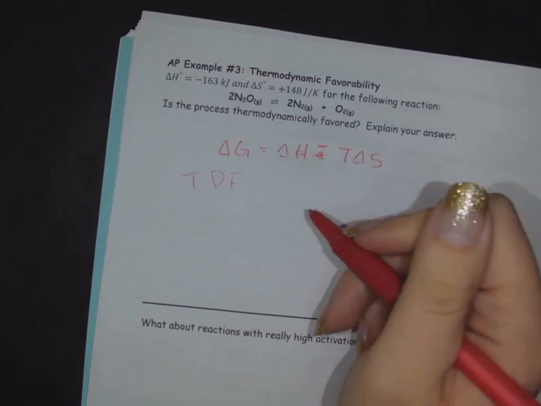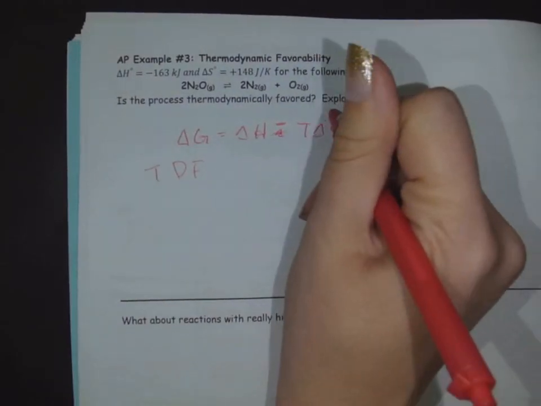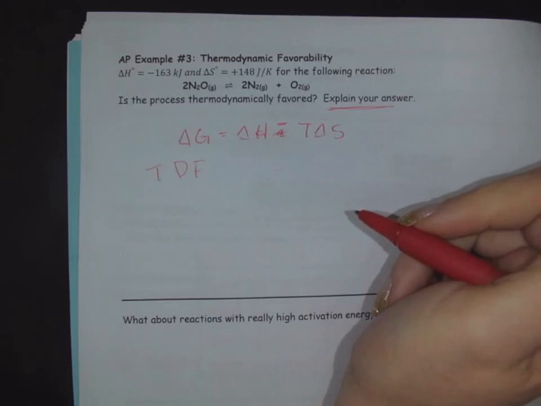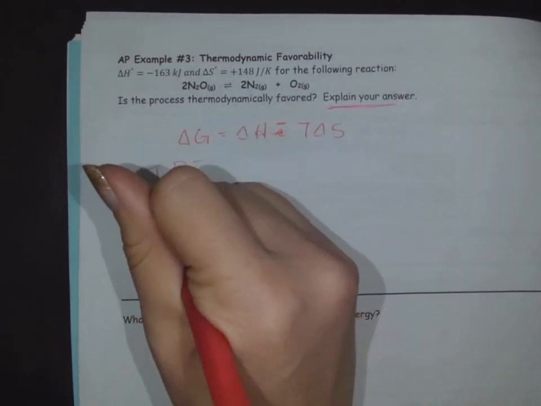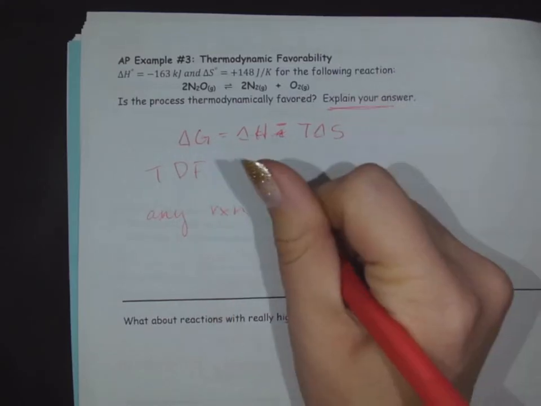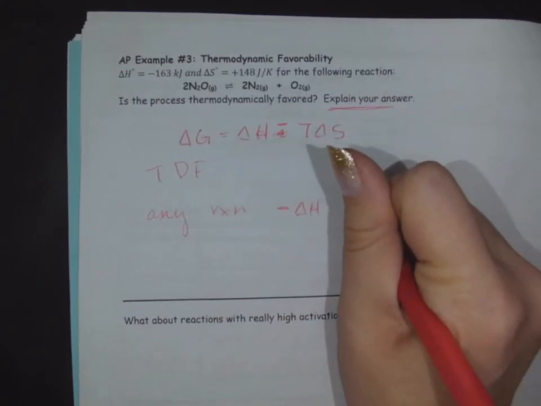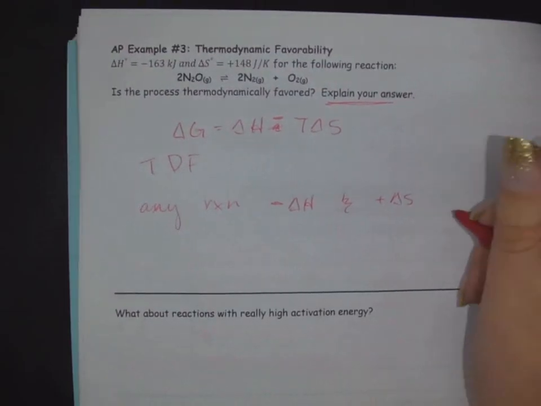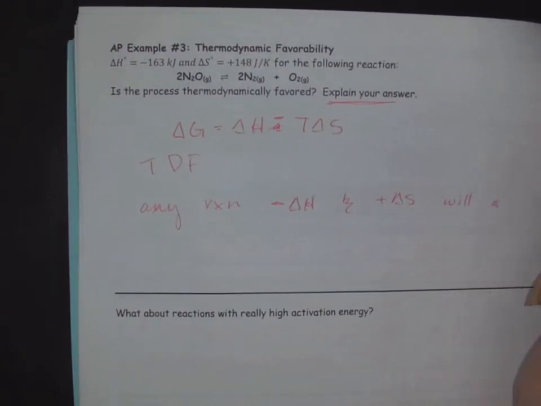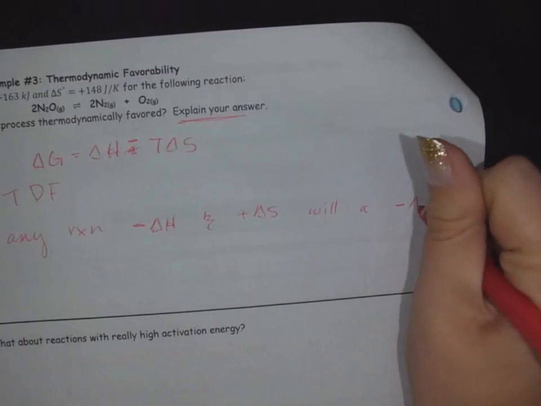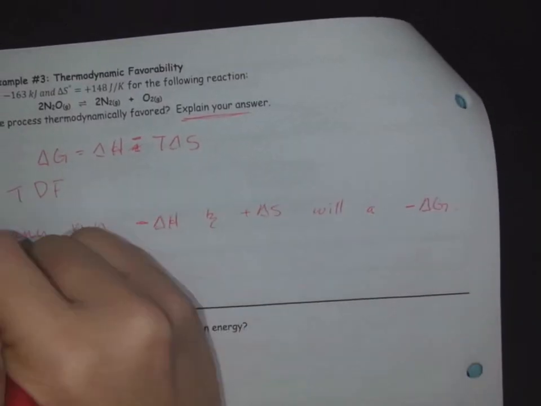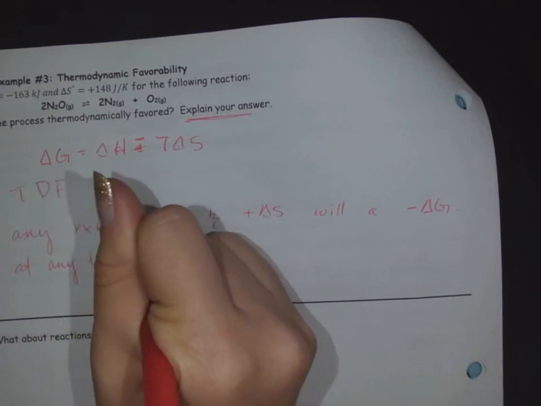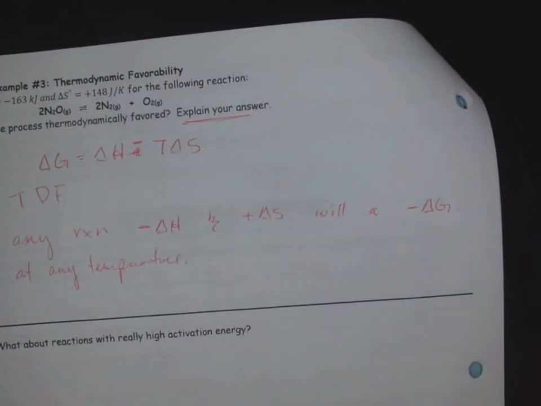And then you could explain why, and you could explain that any reaction that has a negative delta H and a positive delta S will have a negative delta G at any temperature. Okay.